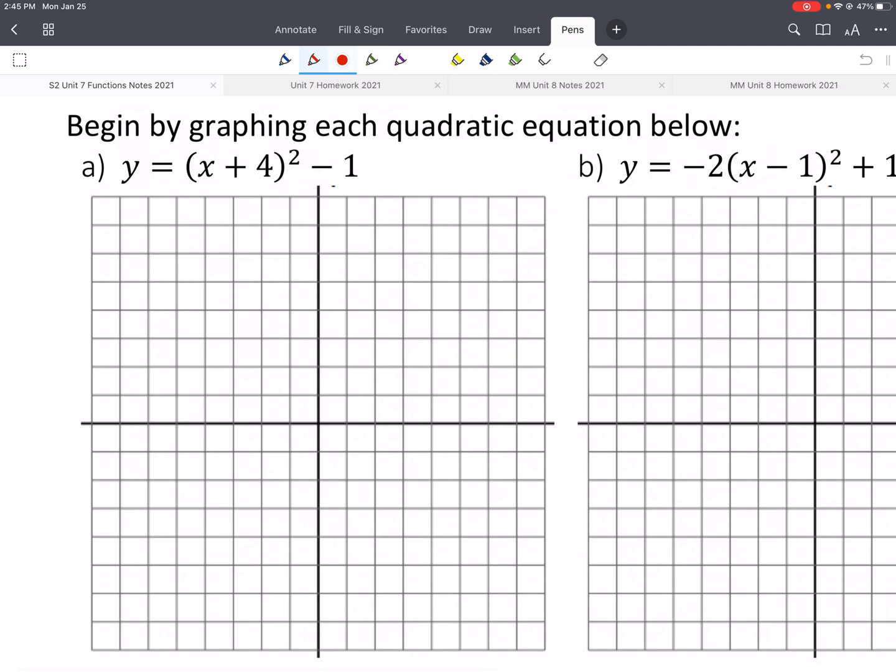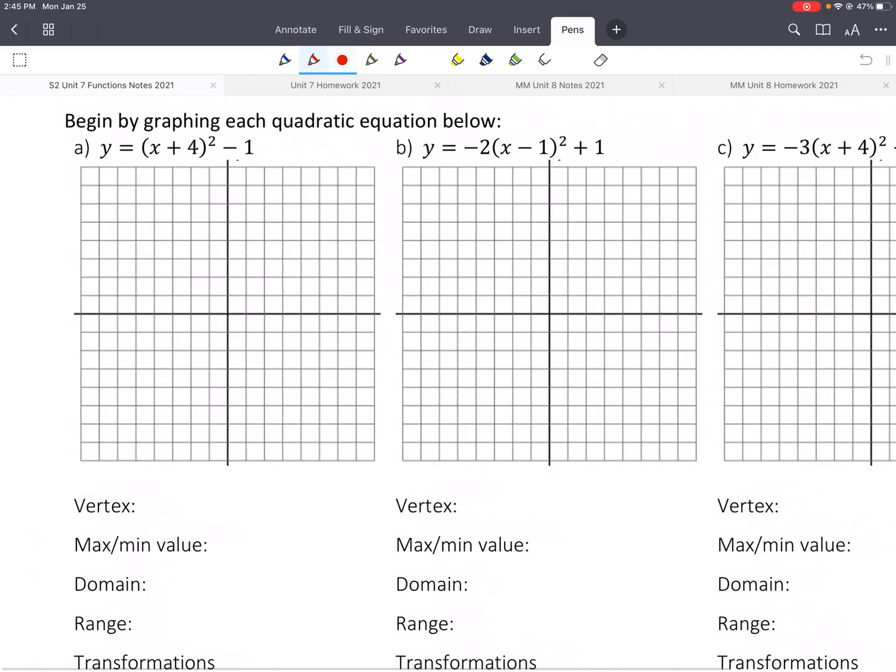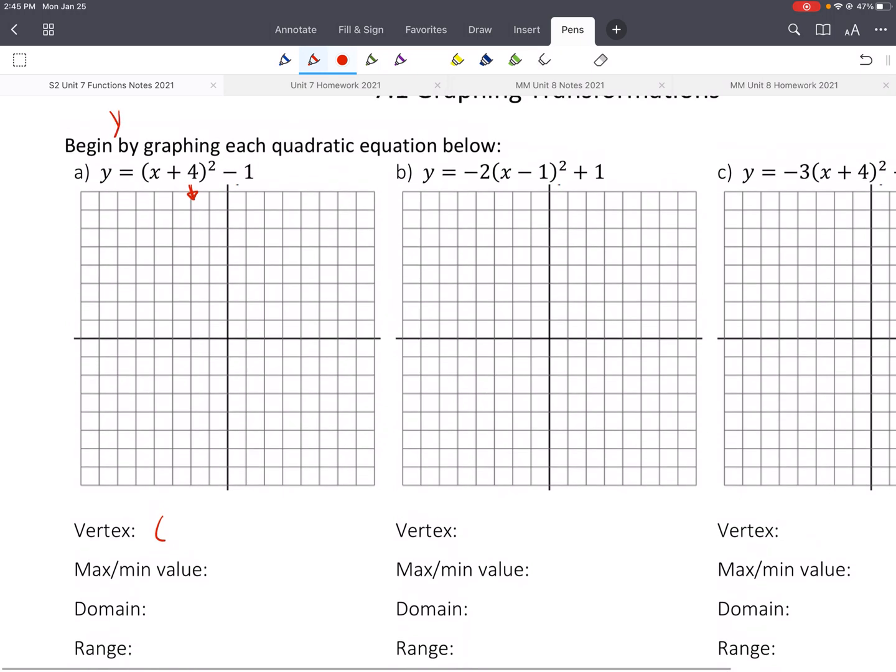All right, so maybe the first thing we want to do is write down the vertex. Since this is in vertex form, we can come up with our vertex really easy. Just remember when we take it out of the parentheses, since the form is y equals a(x minus h) squared plus k, when we take the 4 out, it's going to change its sign. So that's our vertex, and let's plot that. So -4, -1, which would be about here.